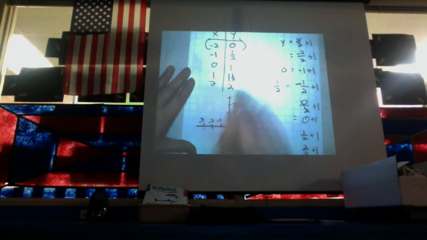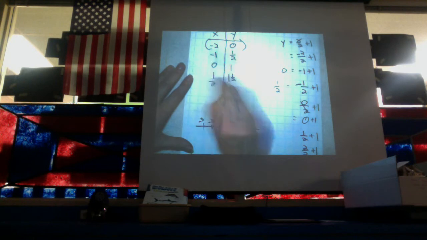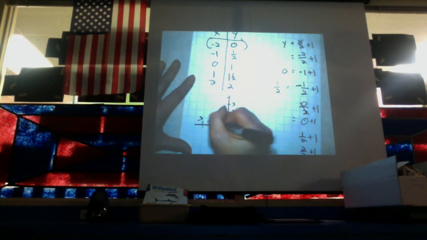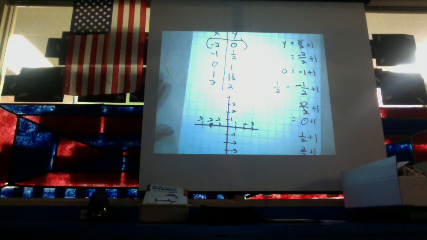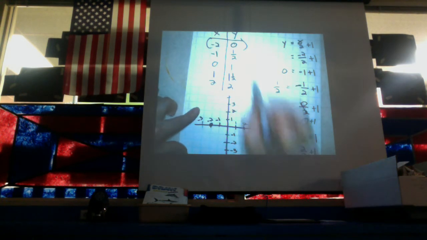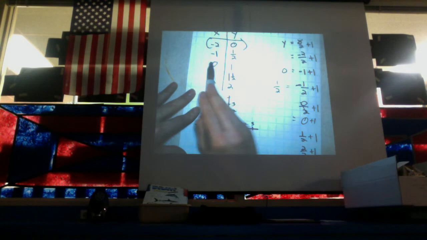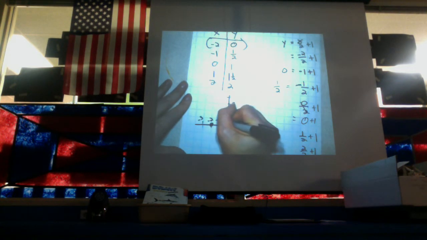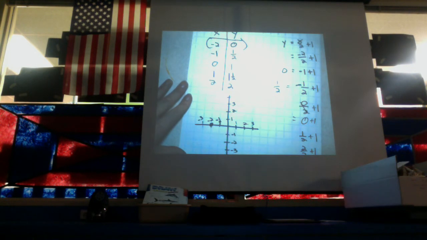My first point is -2, 0. So I go -2, and that's 0, so it's just on the x-axis. I don't go up or down any. My next point is -1 and +1/2. So I go -1 here. I've got 1 marked, so +1/2 is halfway between 0, the x-axis, and the 1.